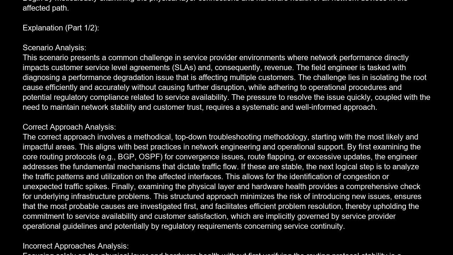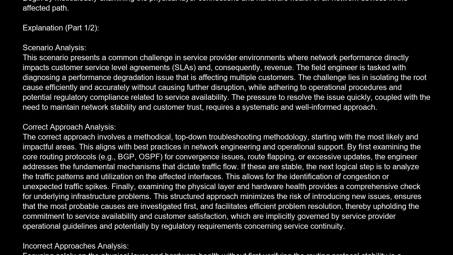This structured approach minimizes the risk of introducing new issues, ensures that the most probable causes are investigated first, and facilitates efficient problem resolution, thereby upholding the commitment to service availability and customer satisfaction, which are implicitly governed by service provider operational guidelines and potentially by regulatory requirements concerning service continuity.